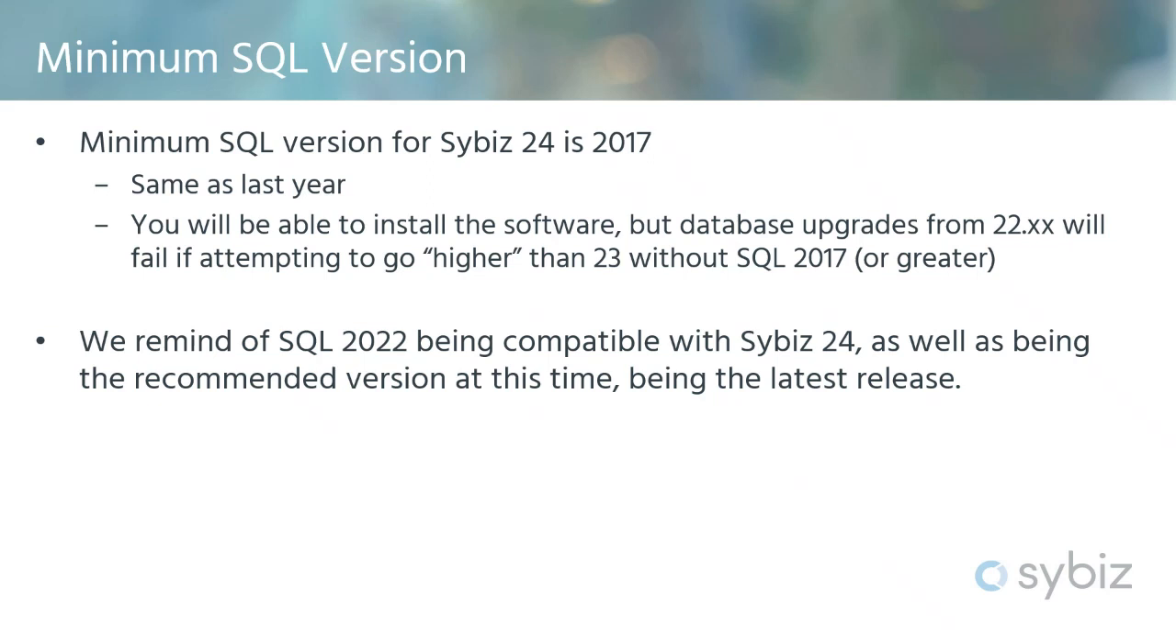Minimum SQL, we just wanted to quickly highlight this one because it is the same as last year, but some of you obviously will be on an older version of the software, 22 or before. So if you do try and go to 23 or above, including 24, without having SQL 2017 or greater, you're going to hit problems. So definitely keep that in mind. SQL 22 is compatible with Sybiz 24, and being the latest release is what we recommend.